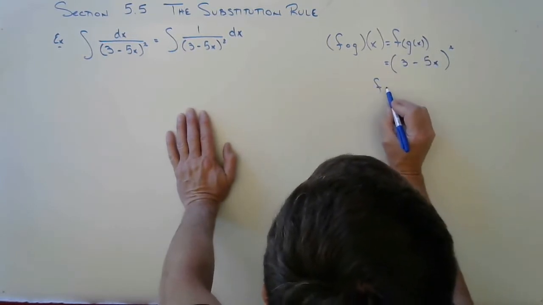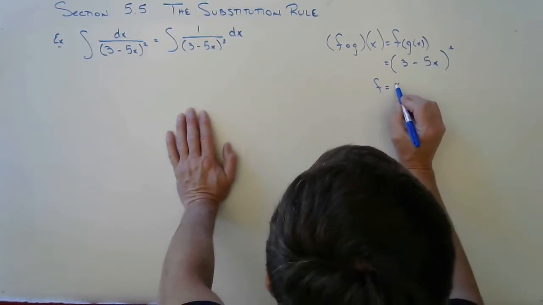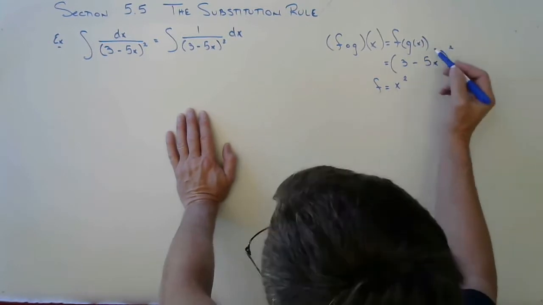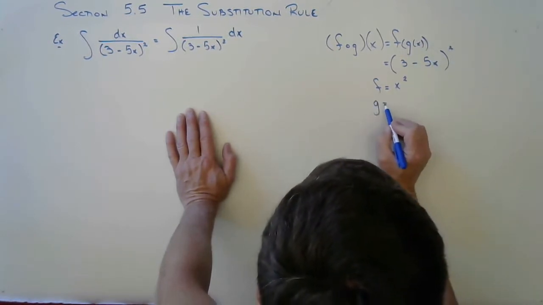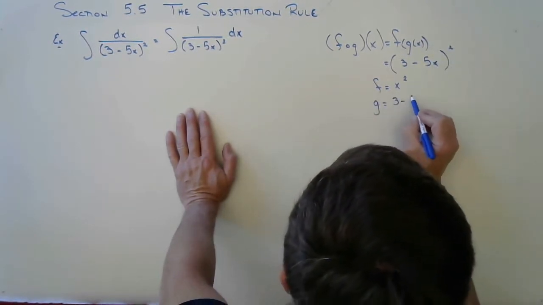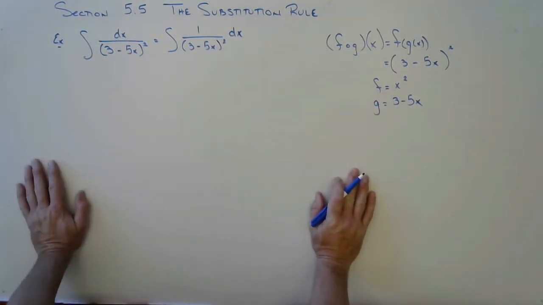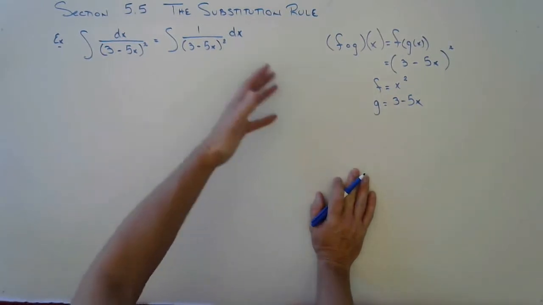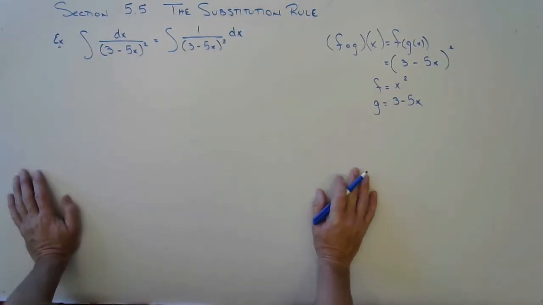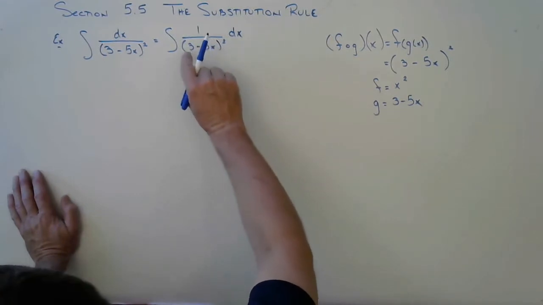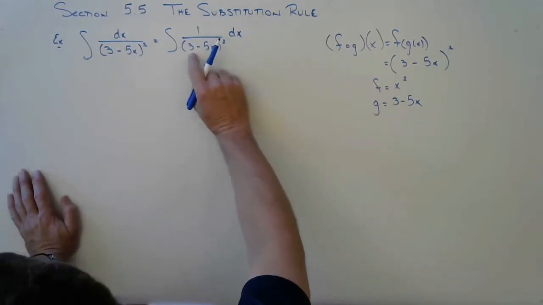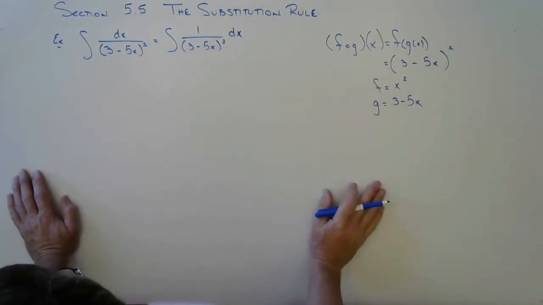So we would have f would be x squared, right? The square. The g function here would be my inside function, 3 minus 5x. So when we're doing U-subs, that's what we call this, U-subs, because we always pick U as our variable. When we're doing U-subs, we want to identify the inside function and we want to identify the outside function.